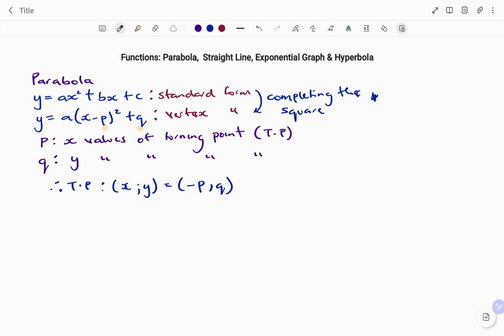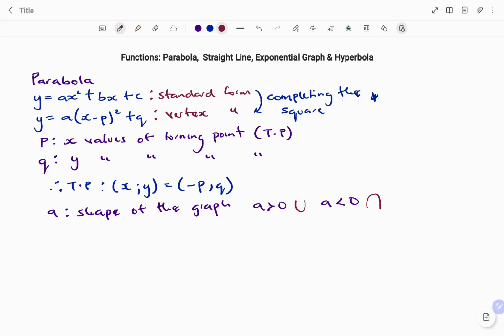Also, the a determines the shape of the graph. For example, if the value of your a is greater than 0, then you're going to have a graph in this format, or I can call it the smiley face. And likewise, if the value of your a is less than 0, then you're going to have the opposite, or the sad face.